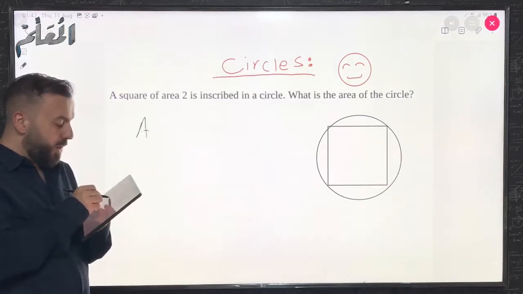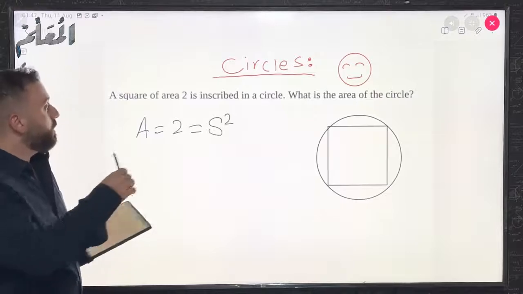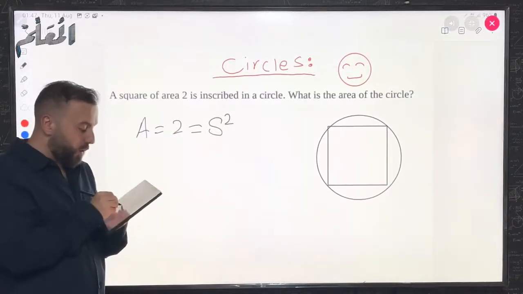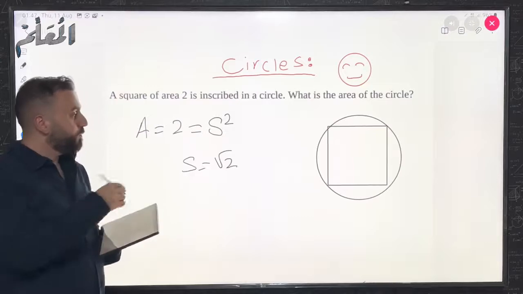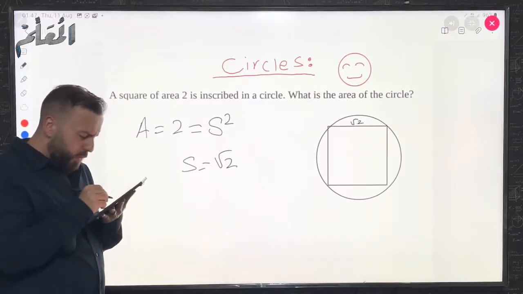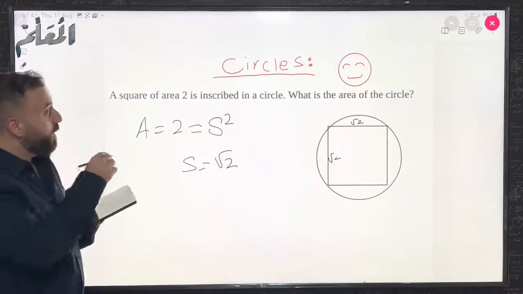So which means the area is equal to 2, and this is equal to side squared. So in this case, 2 is equal to side squared. So the side of the square is equal to how much? Square root of 2. So this is the side of the square, square root of 2. Okay, fine. So what's the area of the circle?